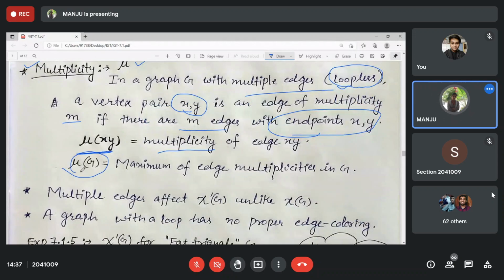Multiplicity of a graph will be your maximum of edge multiplicities. This is your edge multiplicity, and you count for all such pairs, all the edges. And the maximum of that will be, like we counted the degree of every vertex and then the maximum degree, right? Same way, the maximum will be corresponding to the graph.